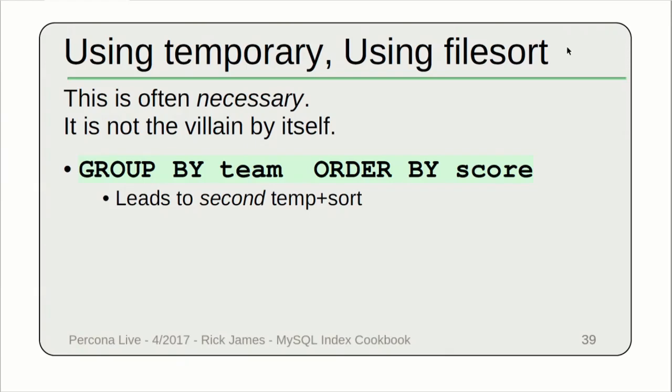All right. I've got this filesort. I've got this using temporary. That's terrible. I've got to get rid of it. No. When you have a GROUP BY and ORDER BY, you need it. You asked for it. And if you have GROUP BY one thing and ORDER BY something else, you possibly have two temporaries and filesorts.